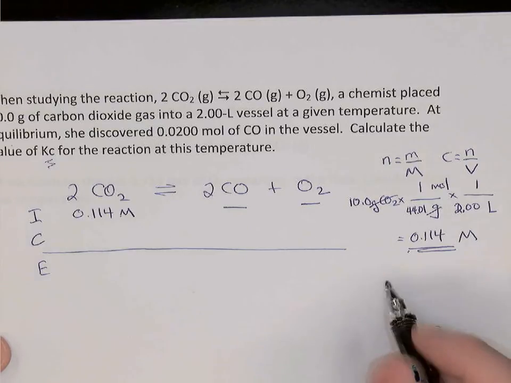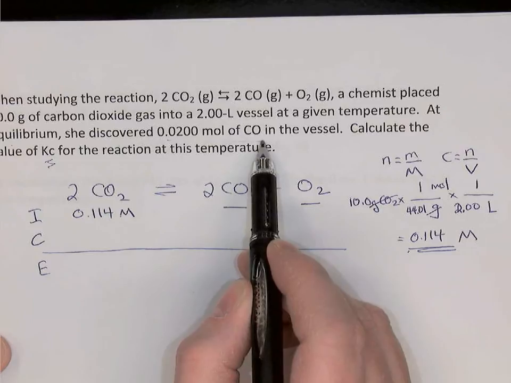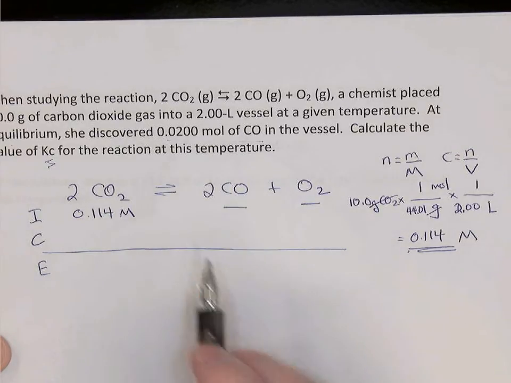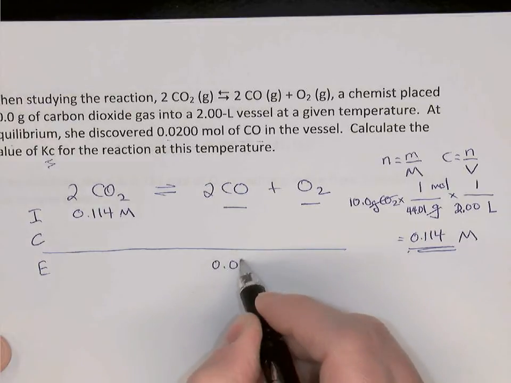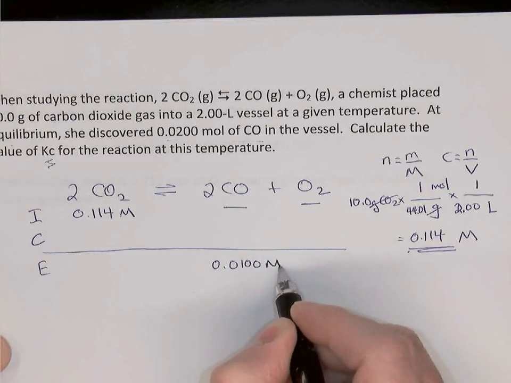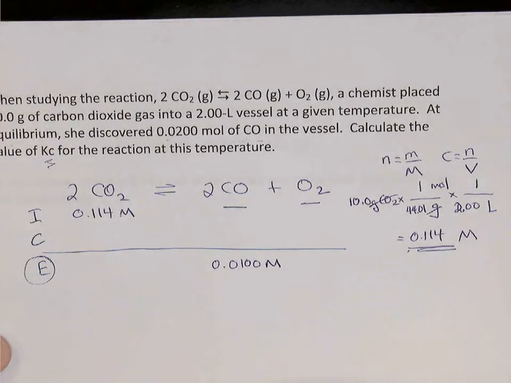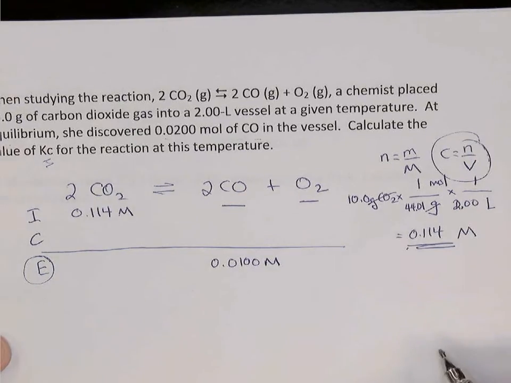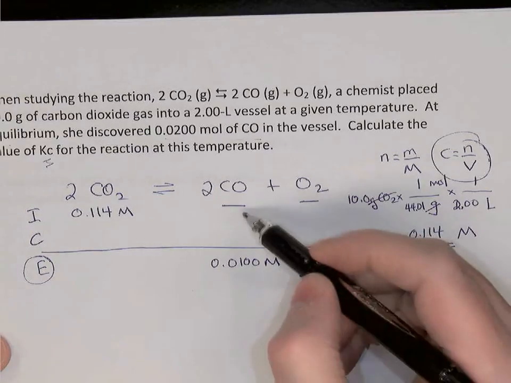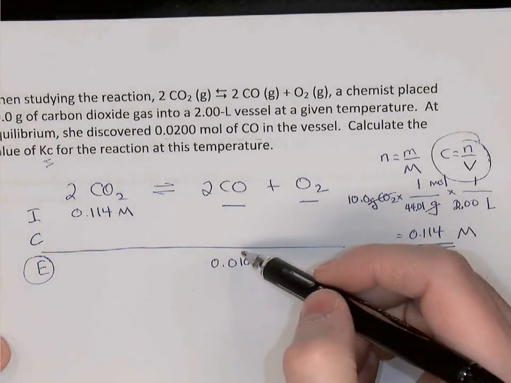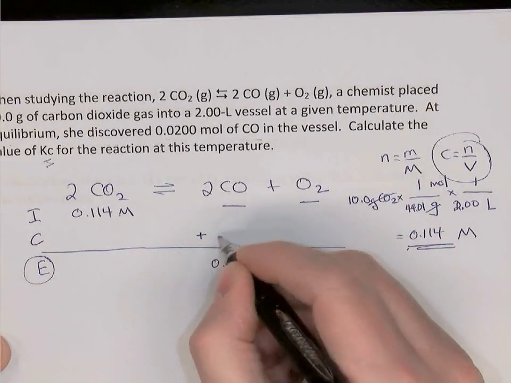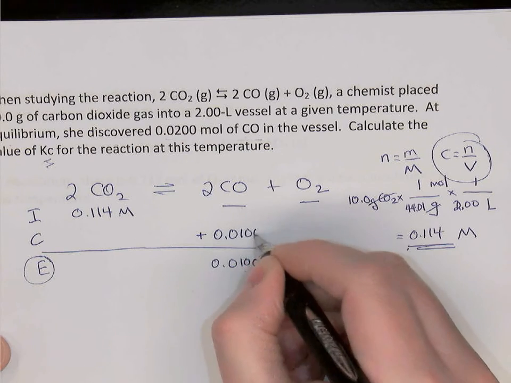Now at equilibrium, there were 0.020 moles of CO. So converting that to a molarity, so we'll divide that by the volume, and we'll get 0.0100 molarity of CO at equilibrium. So that's on the equilibrium line of my ice table. So I just used my little C equals N over V formula for that. So now we're going to fill in this ice table, and so we look at the CO column where we know 2 of 3 numbers right now. We started with nothing and we ended with 0.01, so clearly we must have increased by 0.0100.